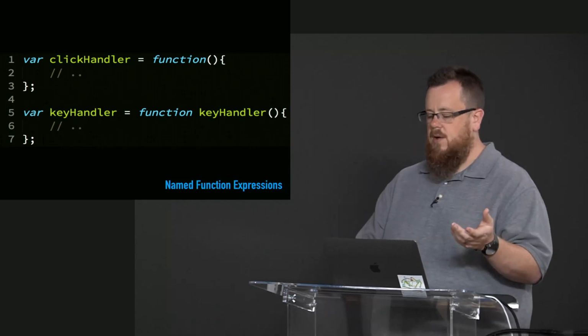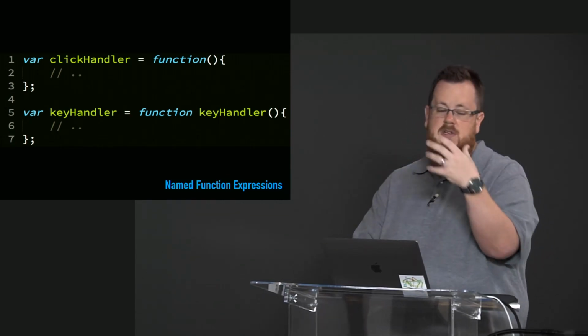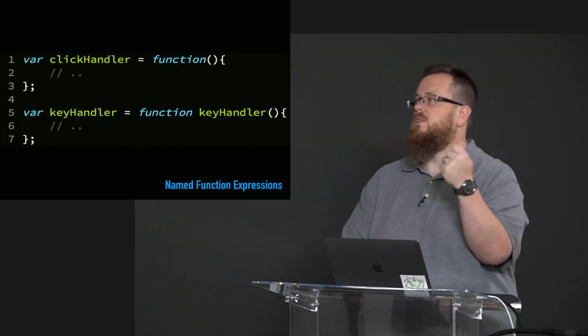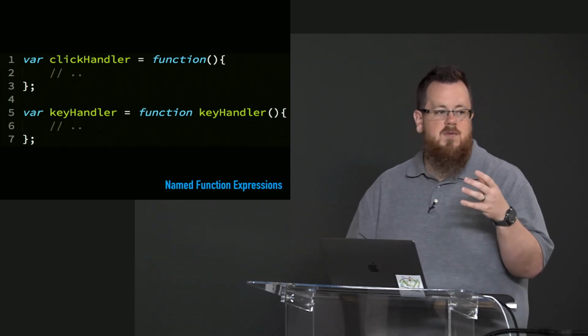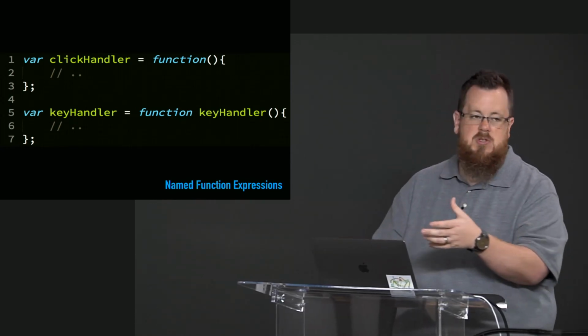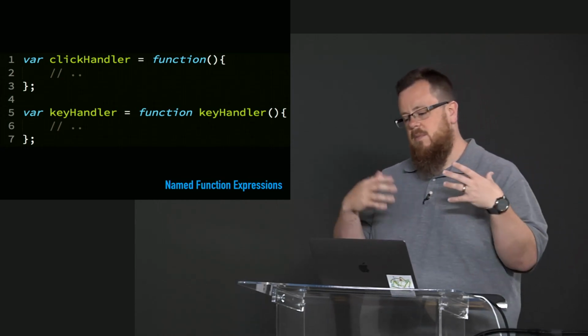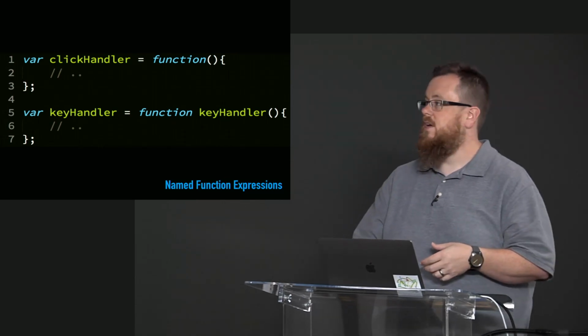So just real briefly, I want to talk about a couple of reasons why you should be aware of the difference between named function expressions like line 5 versus anonymous function expressions. By far, you will more likely have seen more anonymous function expressions in the code that you've written and that others have written, but I'm going to make the case that you really should have all named function expressions if possible.